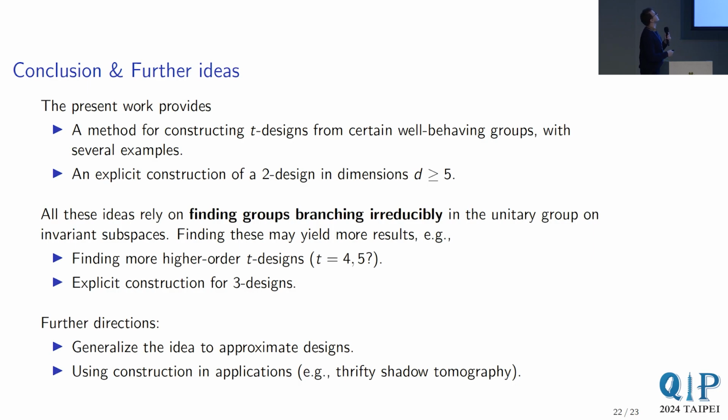So, conclusion. The present work provides a method for constructing T designs from certain well-behaving groups, with several examples, which I have shown before. And we have provided an explicit construction of a 2 design in dimensions larger than or equal to 5. And all these ideas rely on finding groups which branch irreducibly in the unitary group on these invariant subspaces. And finding these may yield more results. For example, if we find more of these, we may be able to find higher order T designs for T equals 4 or 5. And we may be able to find explicit constructions for 3 designs in arbitrary dimensions as well.